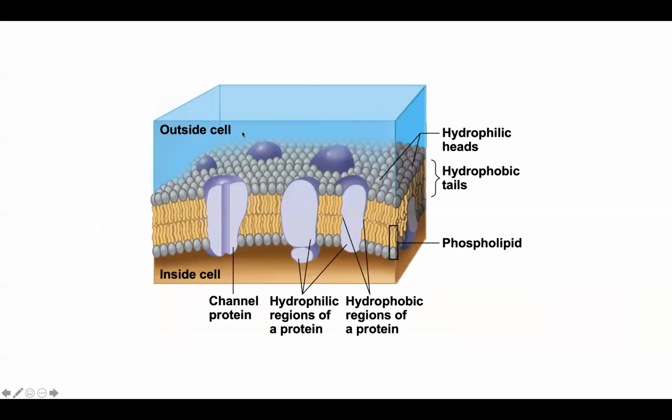This again is just another illustration of the phospholipid bilayer, right? We've got a layer of lipids here, right? Hydrophilic heads, hydrophobic tails, and then we've got a layer of phospholipids down here on the bottom, okay? So phospholipid bilayer refers to these two layers of lipids interacting together to form this membrane barrier.